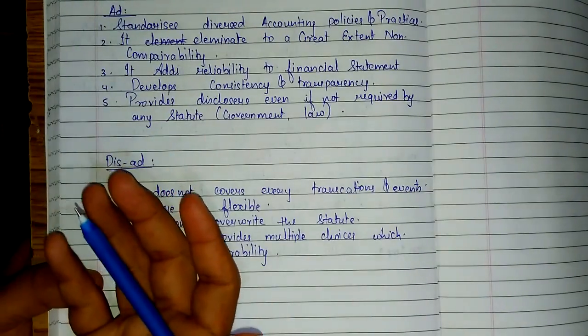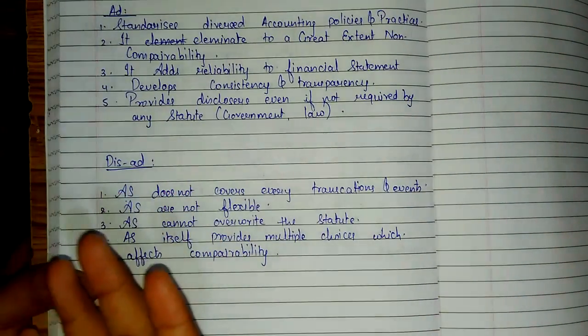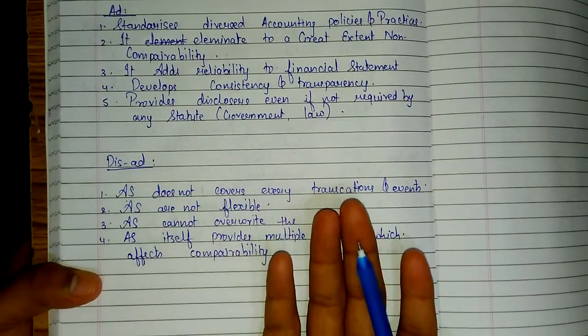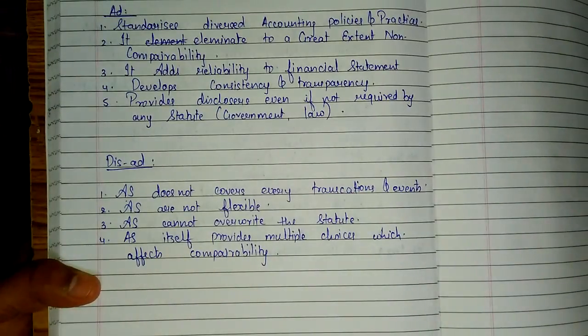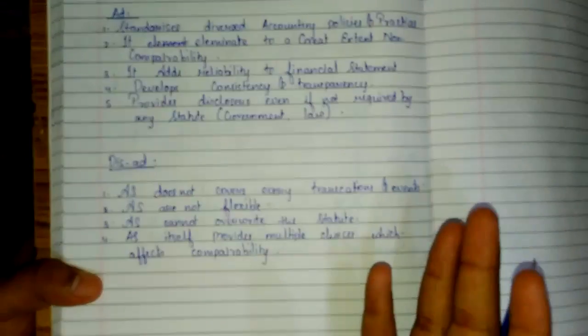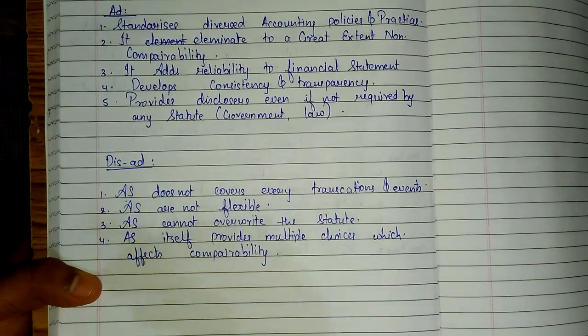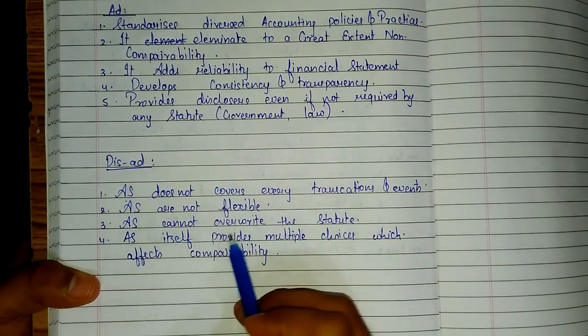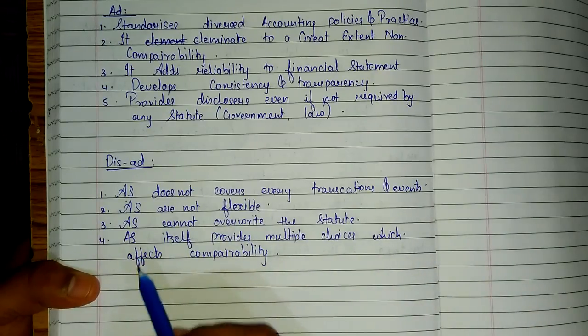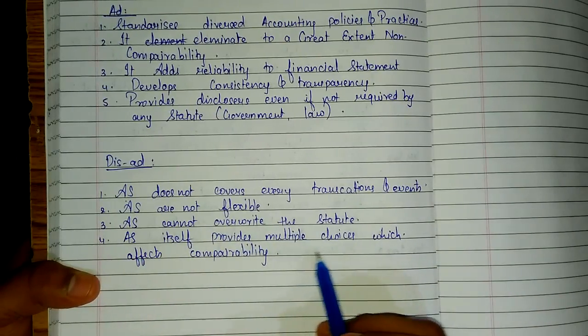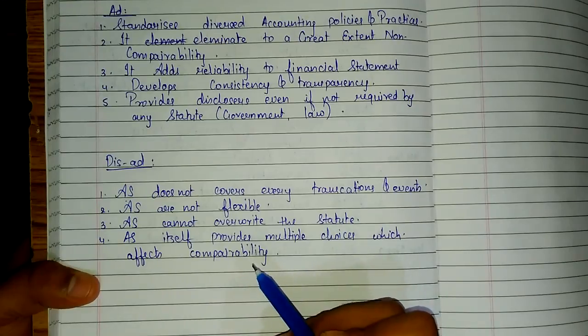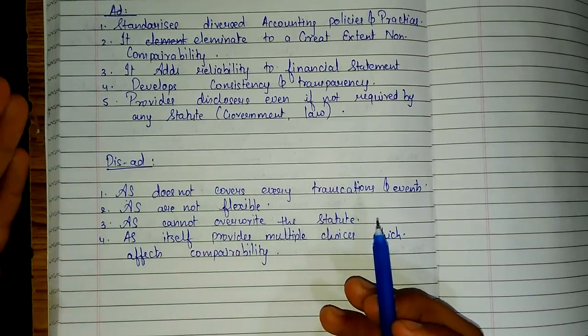Accounting standard cannot write a negative statement that will override the statute. If the statute, that is the government or law, says illegality is something that cannot be shown in the books of account, accounting standard cannot say, even if it is illegal, we have to show. It is something like that. I hope you all have understood the example. Accounting standard cannot override the statute. Accounting standard itself provides multiple choices which affect comparability. Hope you have understood.